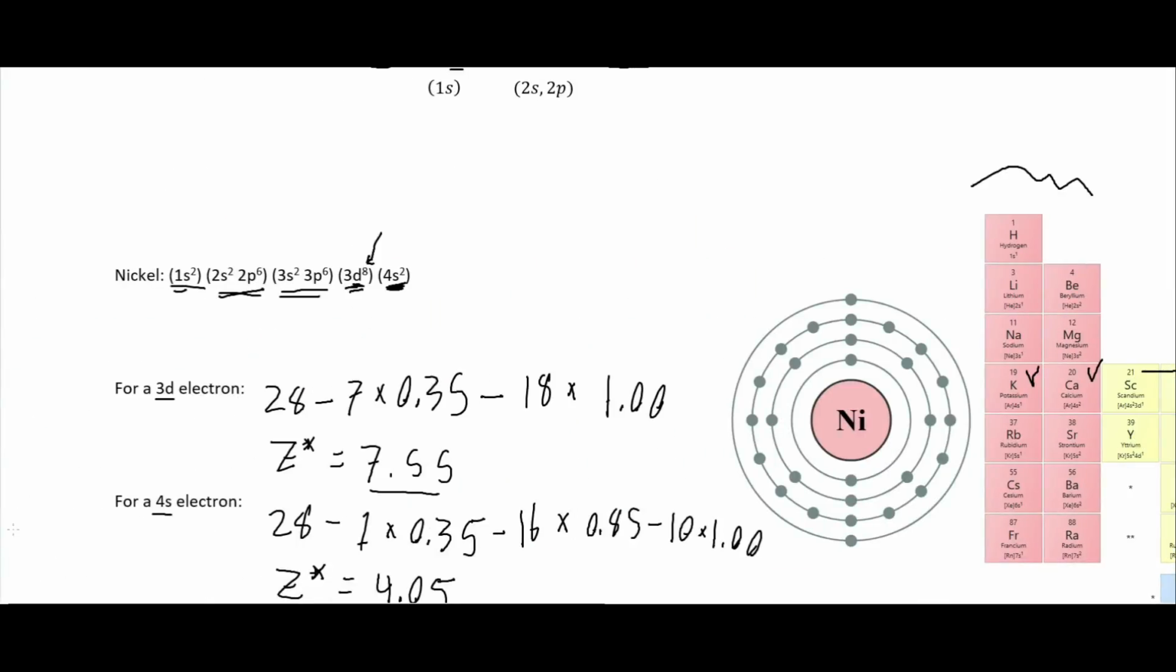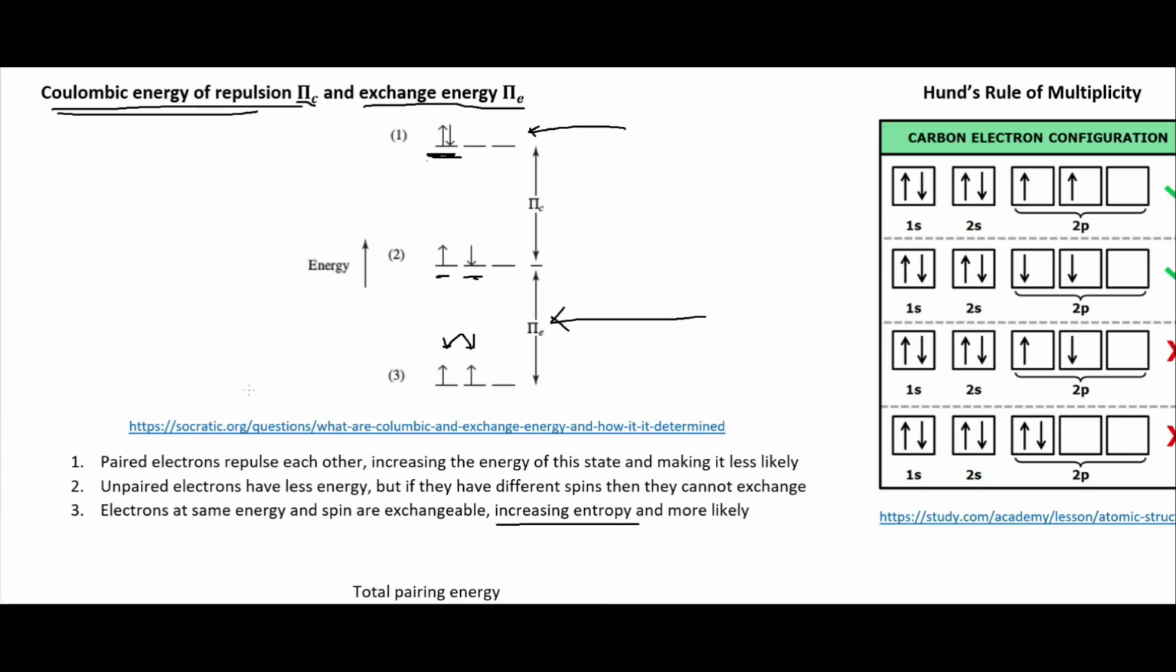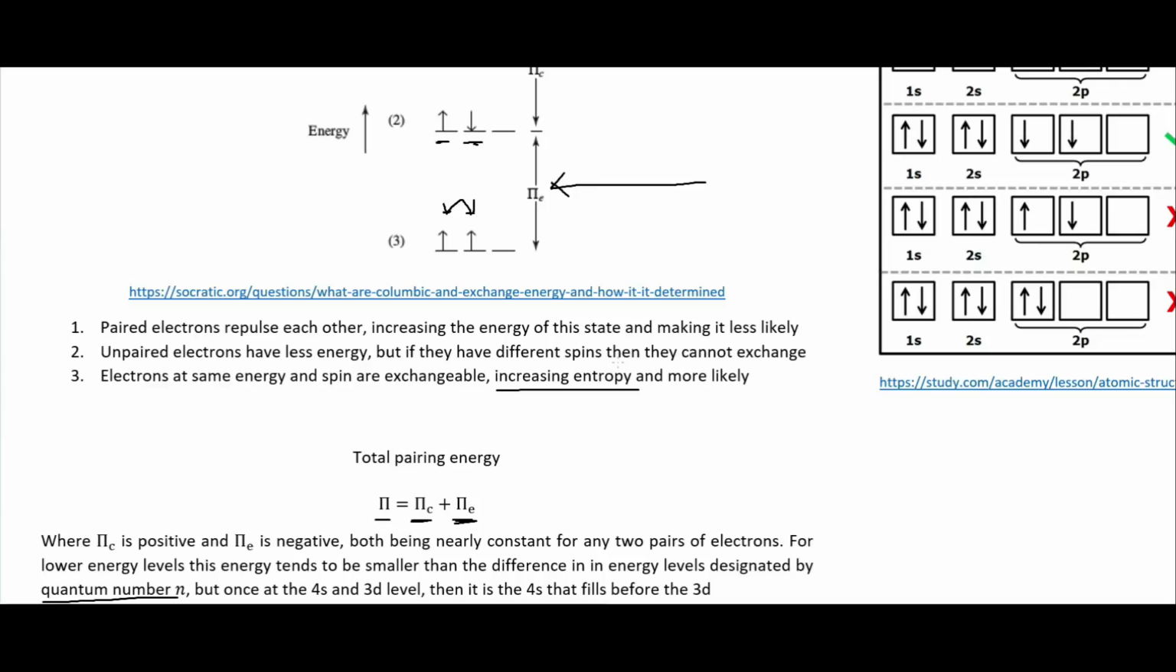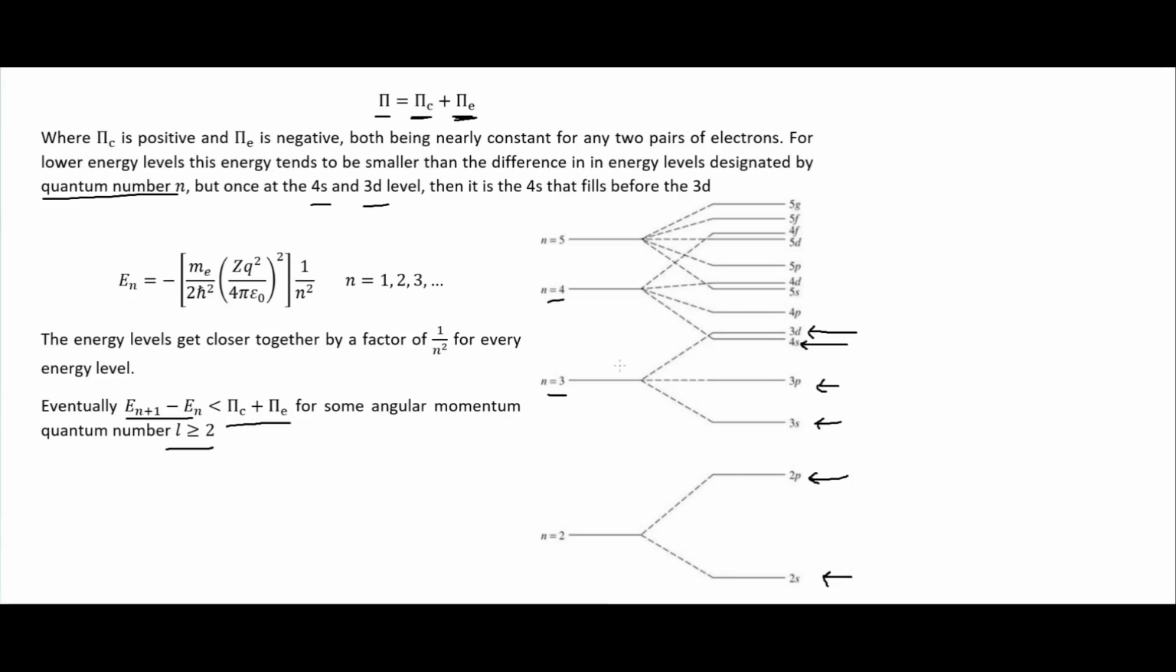And so this is another thing, this energy difference between the Coulombic energy of repulsion and the exchange energy actually is another thing that sort of determines what shape the periodic table must take, because this 3d is actually higher energy than the 4s. And so those will fill in faster.